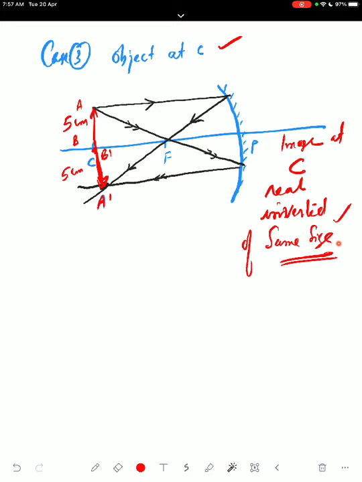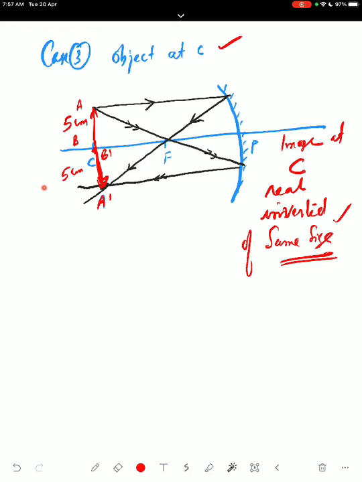If you remember, in the case of a plane mirror, the size of the image is the same as that of the object, but it's a virtual image. And for all positions, we get the same size, wherever you stand. But in the case of a concave mirror, this is a real image, and its size is equal to the size of the object only when the object is at C. So it is a special case. Take care of this one.